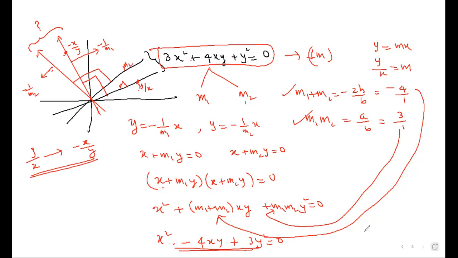One more important question. The combined equation of the two lines is given to you.